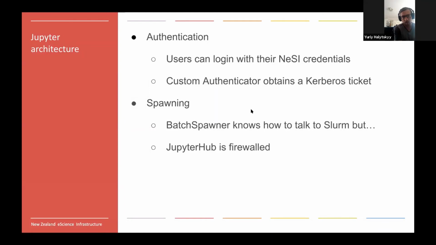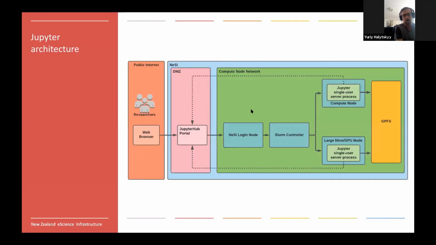Next slide, please. This is the architecture that we implement. There is an intermediate host between the JupyterHub and the Slurm controller, and our own spawner will use the Kerberos ticket provided by the authenticator to SSH to that intermediate host on the user's behalf, and then submit a Slurm job. This ensures that the notebook will only access the resources using user credentials.